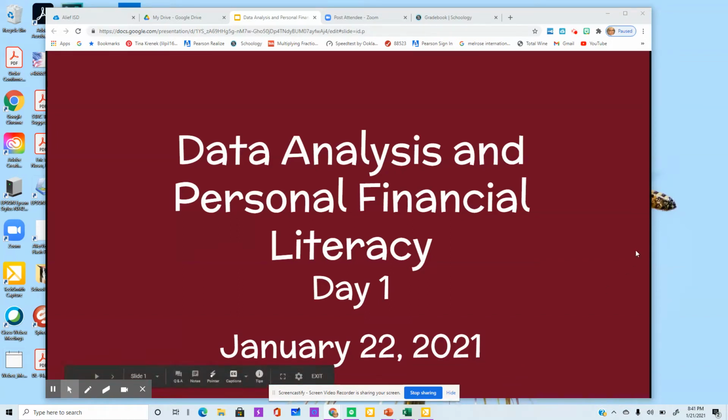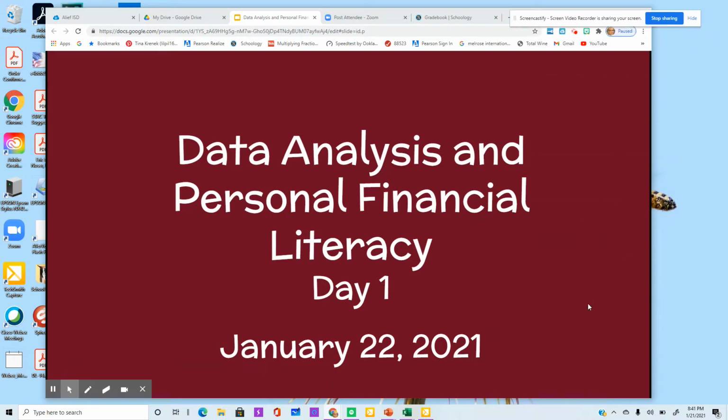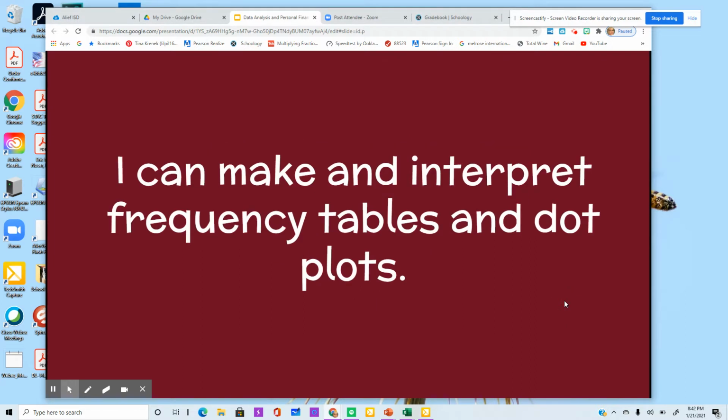Good morning. We're going to start learning about graphing today. We're going to look at graphing, and personal financial literacy will be towards the end of the unit. So first we're going to take a look at and interpret frequency tables and dot plots.